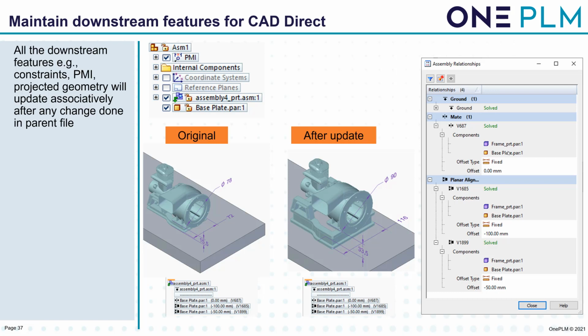So when we're working with this, all downstream features such as constraints, PMI, projected geometry will update associativity after any change is done to the parent file. So we can see we've got a pump on the left, and it's been updated. The frame structure has been made larger, and after the update, we can see all the assembly relationships, V687, 1685 and 1899, are all the same relationships. We haven't had to go and reapply those relationships, and it's still in the same position.